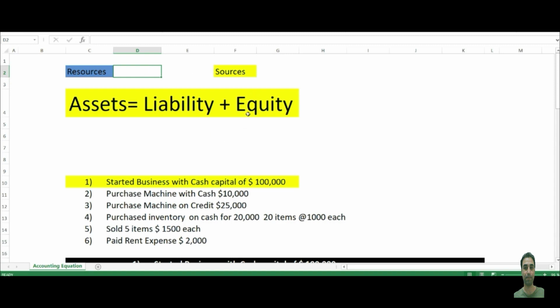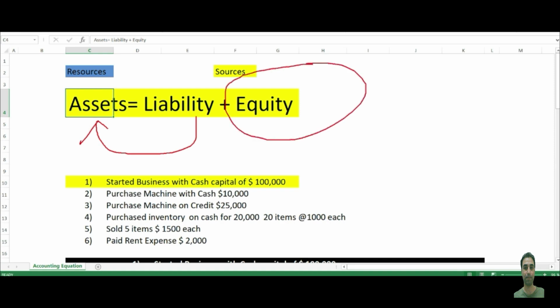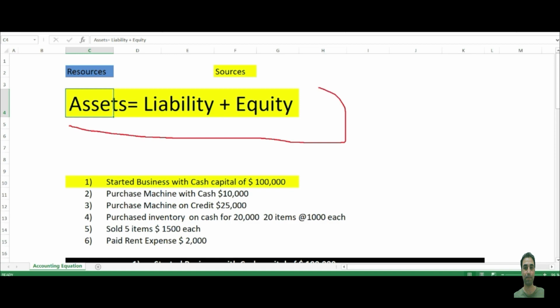You can also rearrange this accounting equation. You can say in another way that the equity of a business, or the capital of a business, is equal to assets minus liabilities. So if you deduct all the liabilities of a company from the assets, you will get the equity. So you can also rearrange this accounting equation.